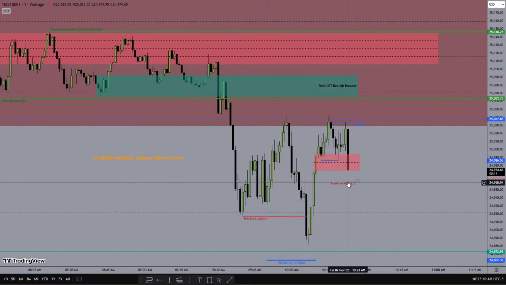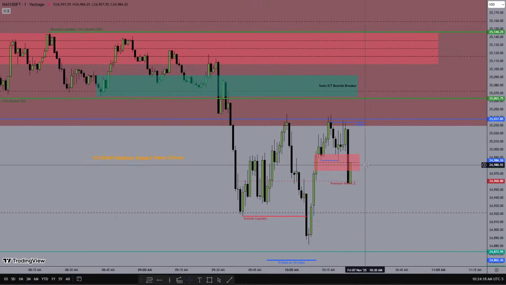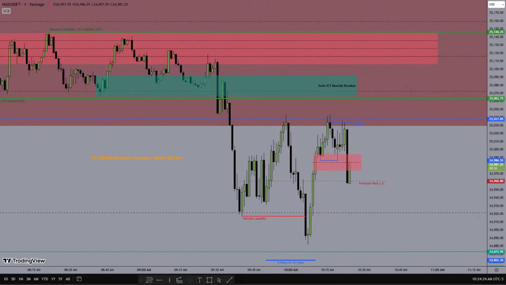And look at that. Just slammed it. So the trade idea was never validated. So this ended up just being a small consolidation. This does look like a Venom model, yeah.